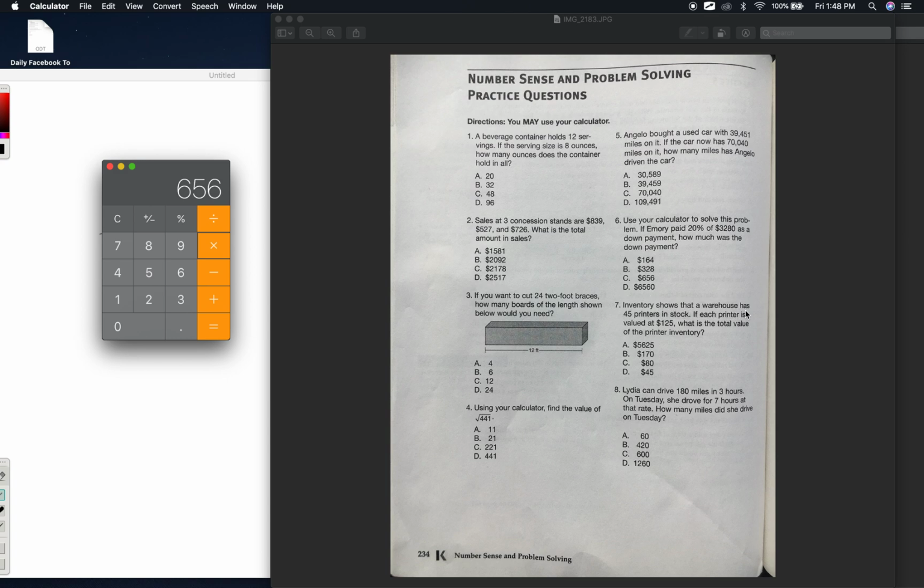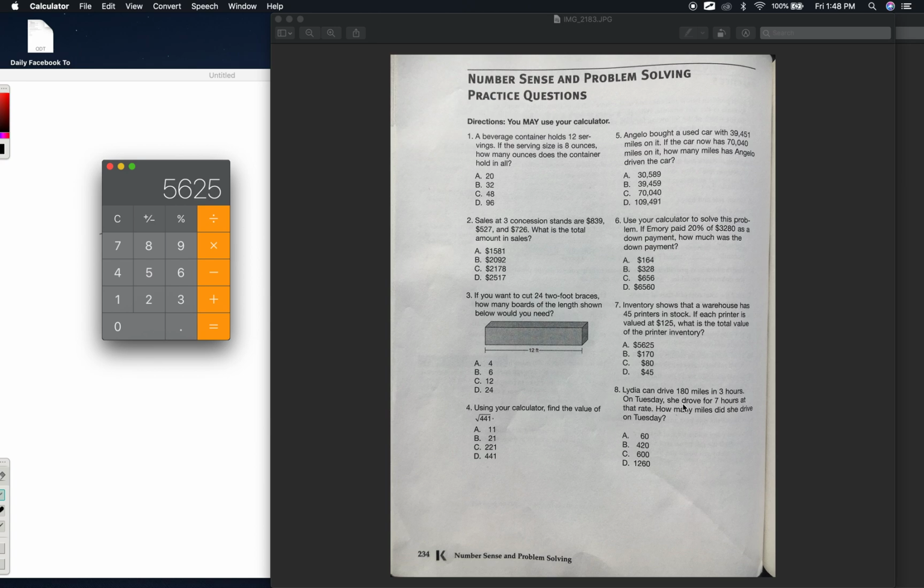Inventory shows that a warehouse has 45 printers in stock. If each printer is valued at 125, what is the total value of the printer inventory? We have 45 printers, each one is 125, so that one's pretty easy. We multiply 45 by 125. That equals 5,625. So that's the value of our inventory.